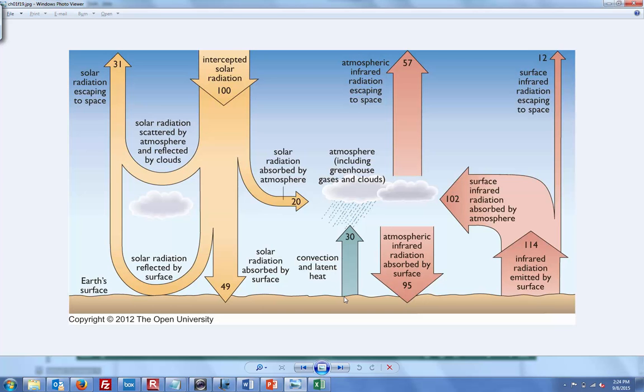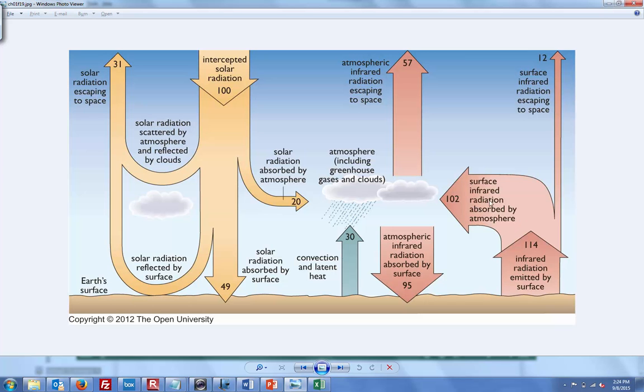Some of that radiates right back into space. The Earth is warmer than outer space, obviously. It's 3.7 Kelvin in outer space, so here it goes, radiating back. The universe is always trying to look towards thermodynamic equilibrium.